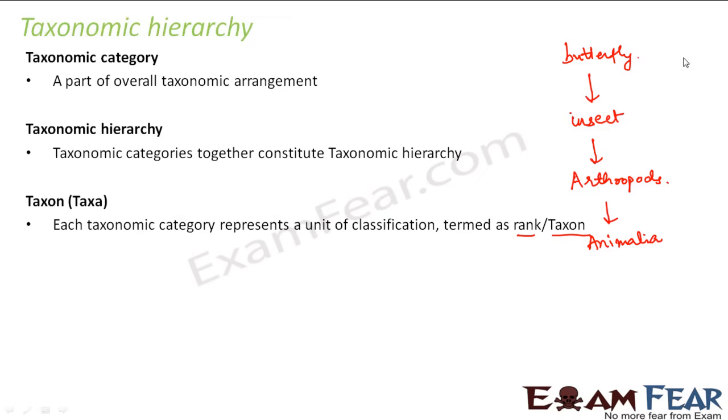Similarly, you can consider the example of human beings. Human beings are all mammals. Mammals are all vertebrates. Vertebrates are all animalia. Right? This way, all the organisms are put into this hierarchical structure. So we can say that a group is nothing but a category. As I said, all organisms with certain similarities are put together in one group. That group is nothing but a category, and that category is known as a taxon or a rank.